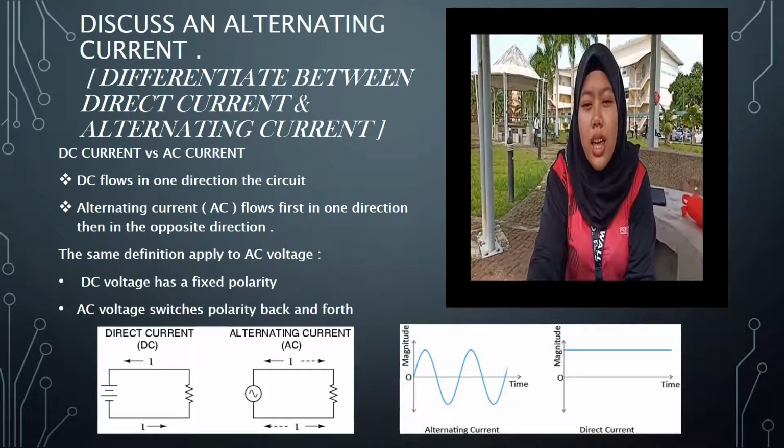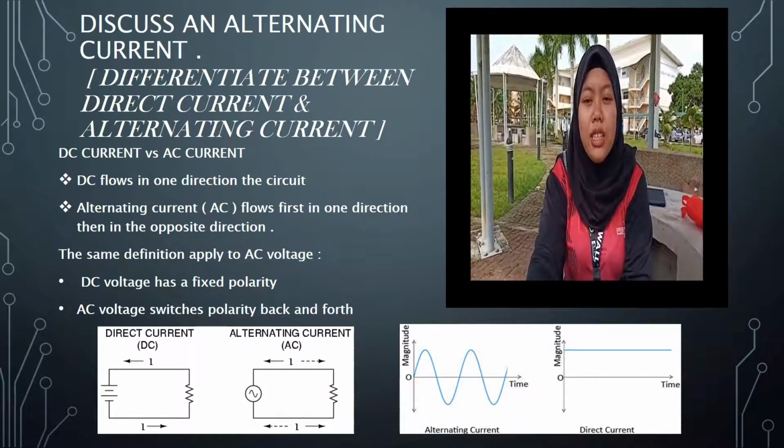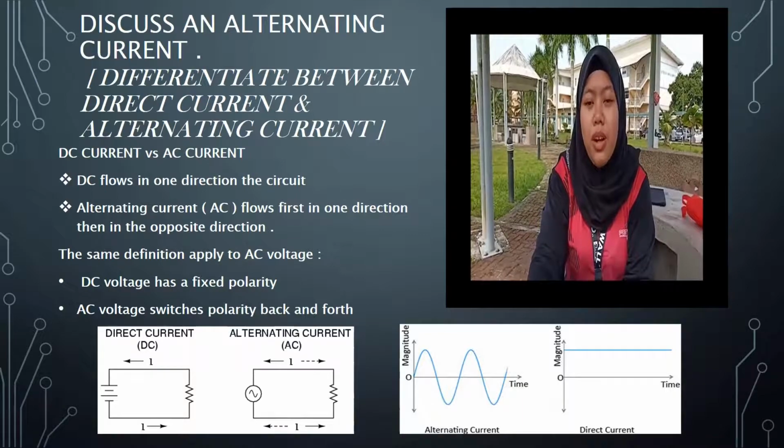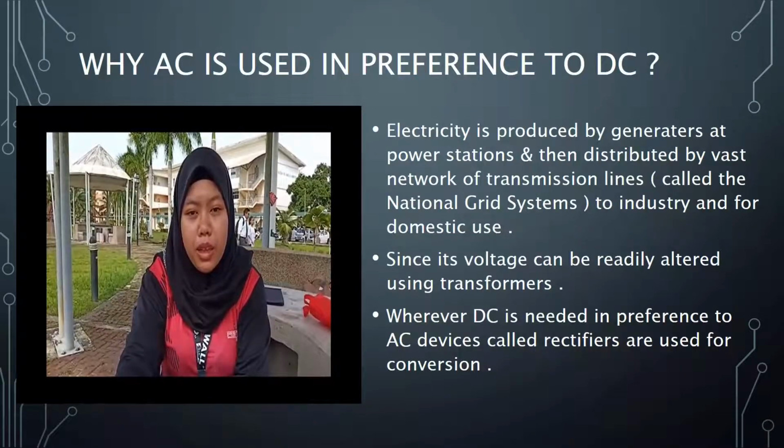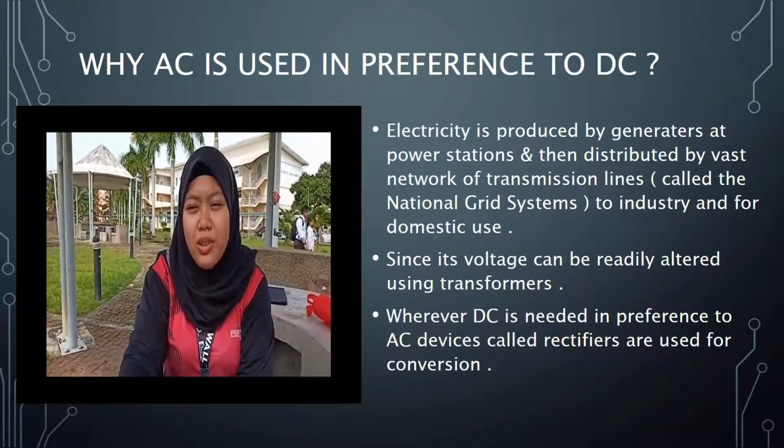The same definition applies to AC voltage. DC voltage has a fixed polarity, while AC voltage switches polarity back and forth. Why is AC used in preference to DC?